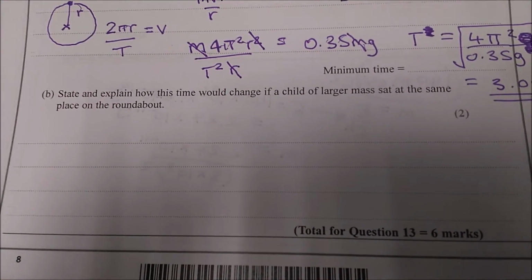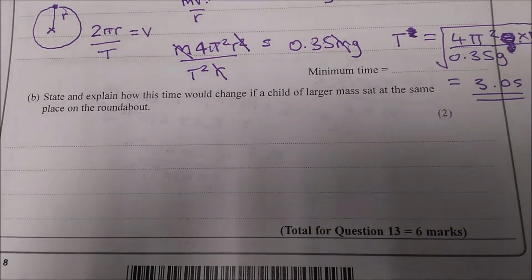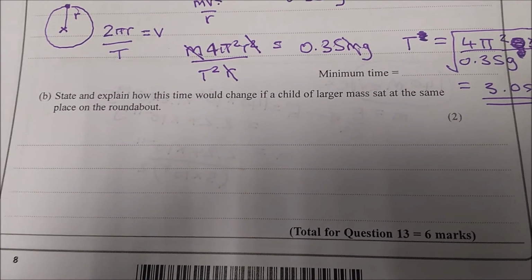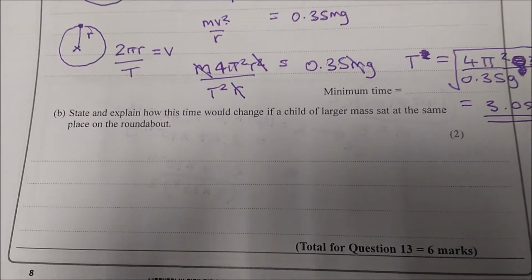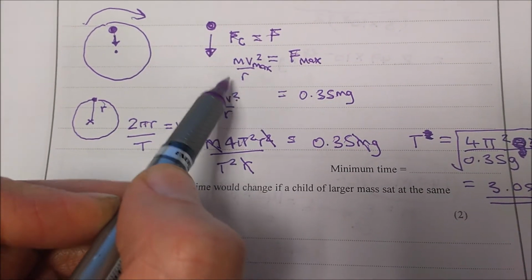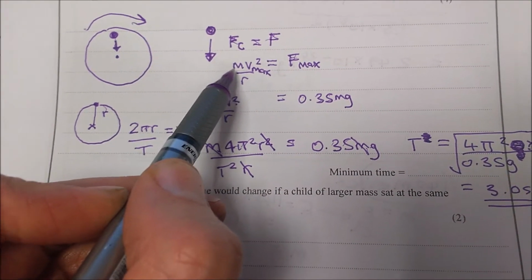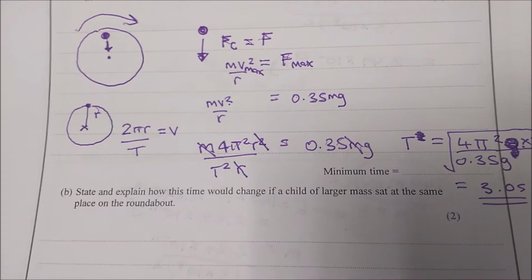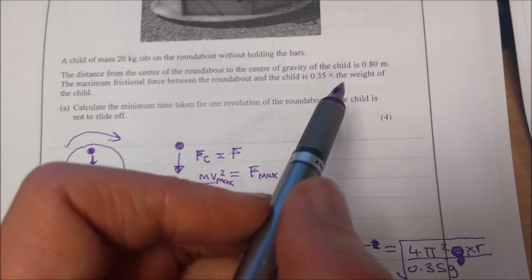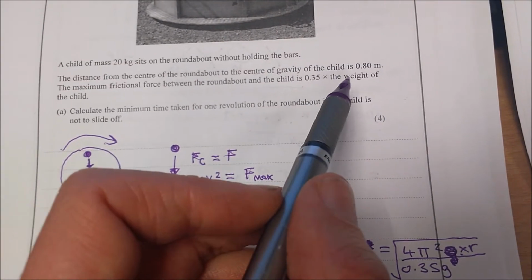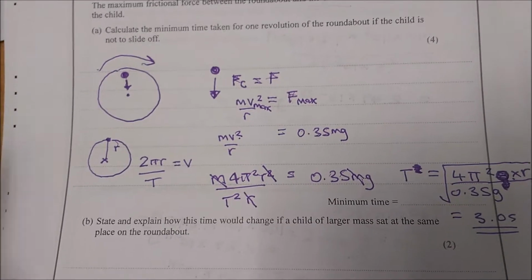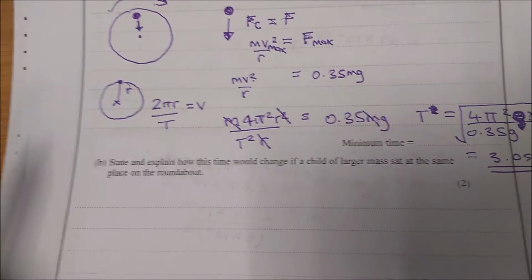So we're on to the next one. State and explain how this time would change if a child of larger mass sat at the same place on the roundabout. Well, the centripetal force required would increase, wouldn't it? Because the centripetal force required is mv squared over r. So if you double the mass of the child, they would need twice as much force to stay in circular motion. But the frictional force is 35% of the weight of the child. The weight of the child would also double as well, so it would make no difference.